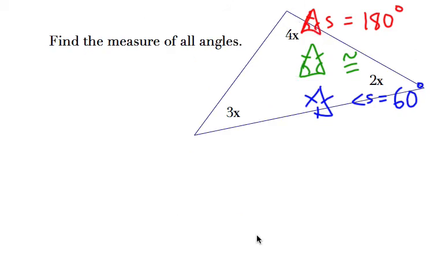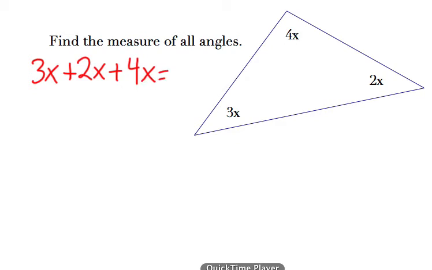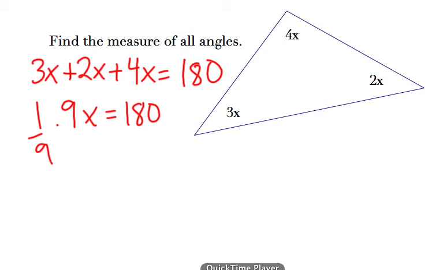All right, I'm going to erase our little rules so you can see this. All right, so this one we don't have any actual measurements, but we have variables for all of them. We know that 3x plus 2x plus 4x, if it's a triangle, has to equal 180. It's a triangle, they add to 180 degrees. So 3 plus 2 plus 4 is 9x's all together equals 180. If I divide by 9, I get x is 20.